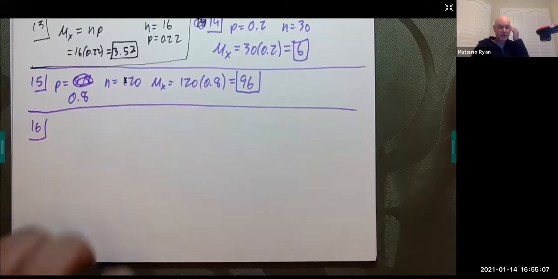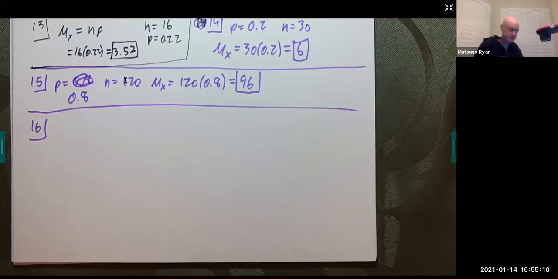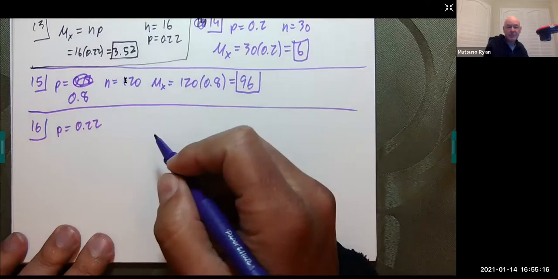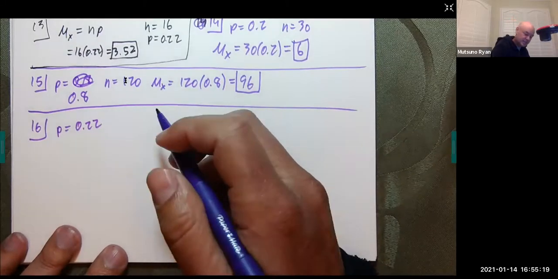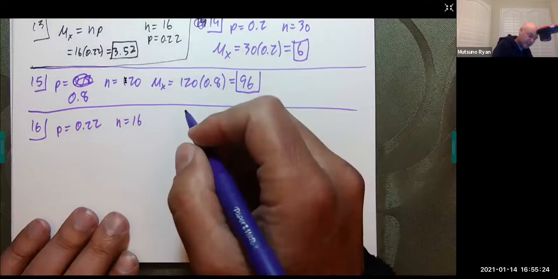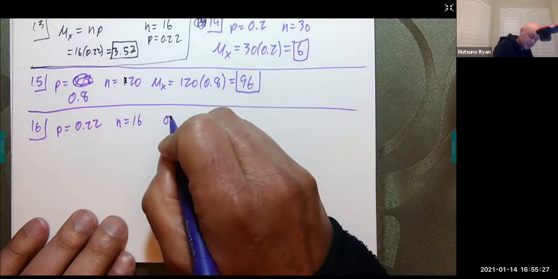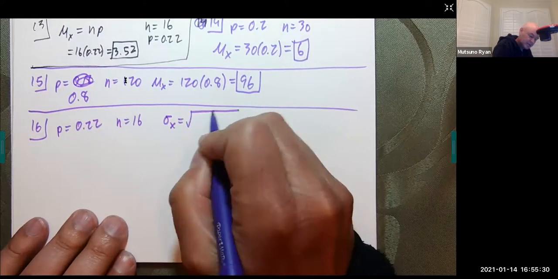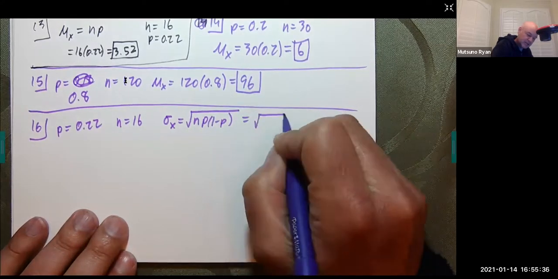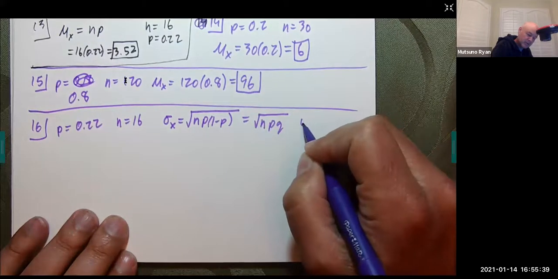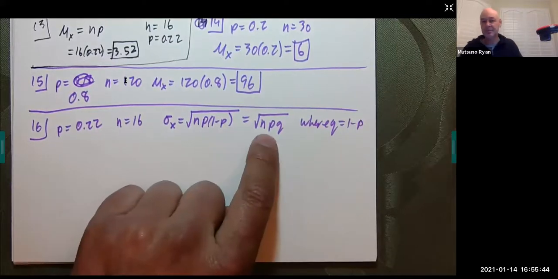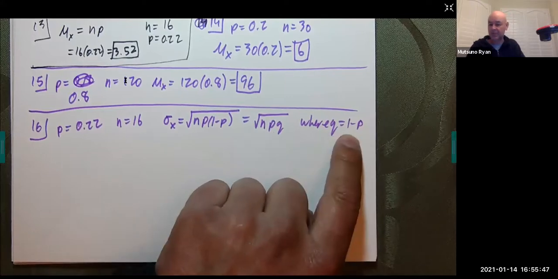16. According to a college survey, 22% of the students work full-time. So there's my P. Find the standard deviation for the number of students who work full-time in samples of size n equals 16. Now, for the standard deviation, we need 3 components, and the formula is written in 2 different ways. N times P times 1 minus P. And sometimes it's written as N times P times Q, where Q is 1 minus P. I tend to use Q, so if you see me ever put the Q, that means the complement of P, 1 minus P.